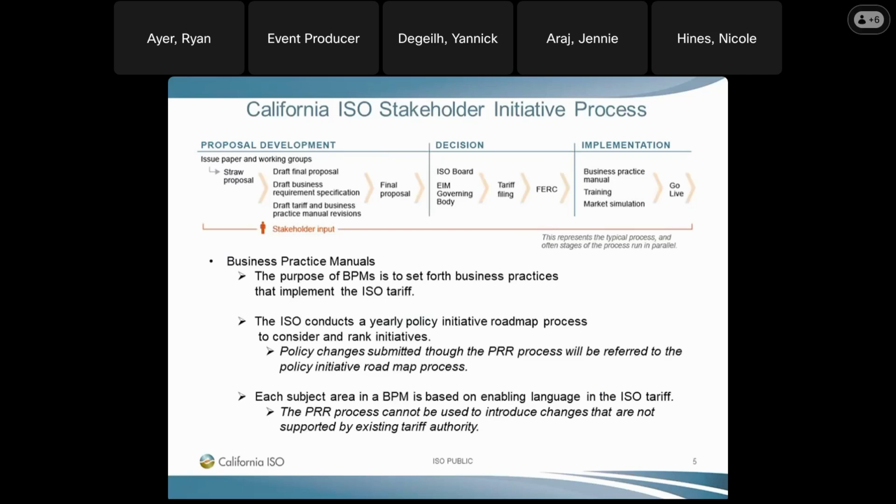The purpose of the BPMs is to set forth business practices that implement the ISO tariff. The ISO conducts a yearly policy initiative roadmap process to consider and rank initiatives. Policy changes submitted through the PRR process will be referred to the policy initiative roadmap process, and each subject area in a BPM is based on enabling language in the ISO tariff. The PRR process cannot be used to introduce changes that are not supported by the existing tariff authority.